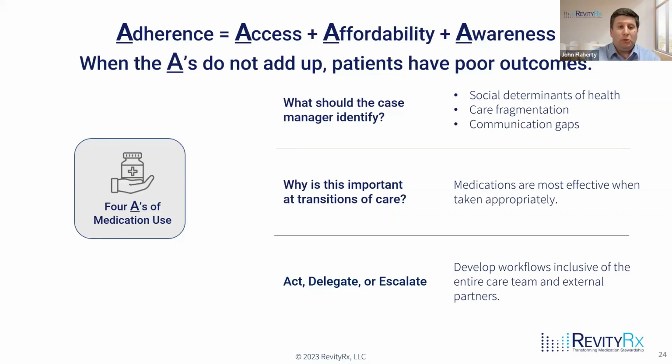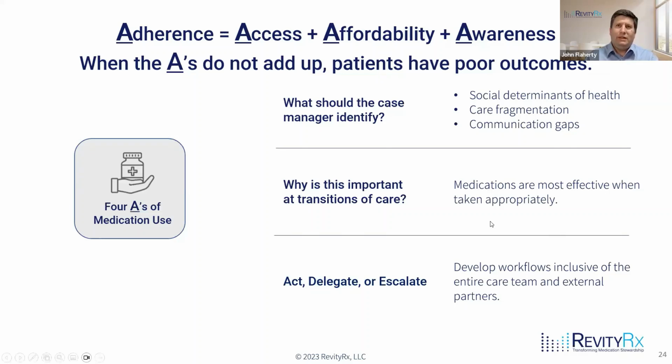It's a large component of the Medicare Advantage plans. It has very significant weighting for a provider as well as the payer's STARS ratings. So there's a lot of work that happens around this. But we see adherence as really what's linked in what we call the 4 A's, where adherence is really equal to access plus affordability plus awareness. And when the A's don't add up, patients have poor outcomes.